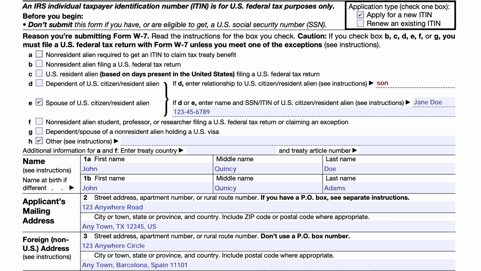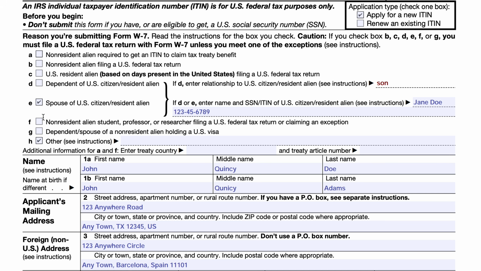So we've covered E. In section F, or reason F, if you're a non-resident alien student, professor, or researcher, and you're claiming an exception or filing a tax return, even though you haven't really abandoned your bona fide residence in another country, you would use this. And then G would be if you're the dependent or a spouse of a non-resident alien that's holding a U.S. visa, you would use category G.